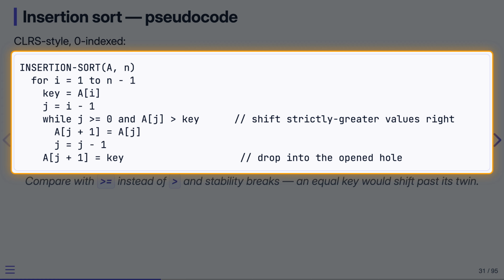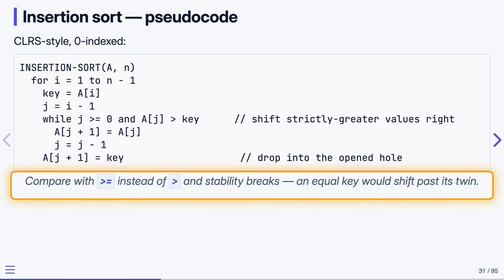When the loop stops, we drop the key into A at index j plus 1, the hole we just opened. One small detail matters. We compare with greater than, not greater than or equal to. If we used greater than or equal to, an equal key would shift past its twin, and stability would break.